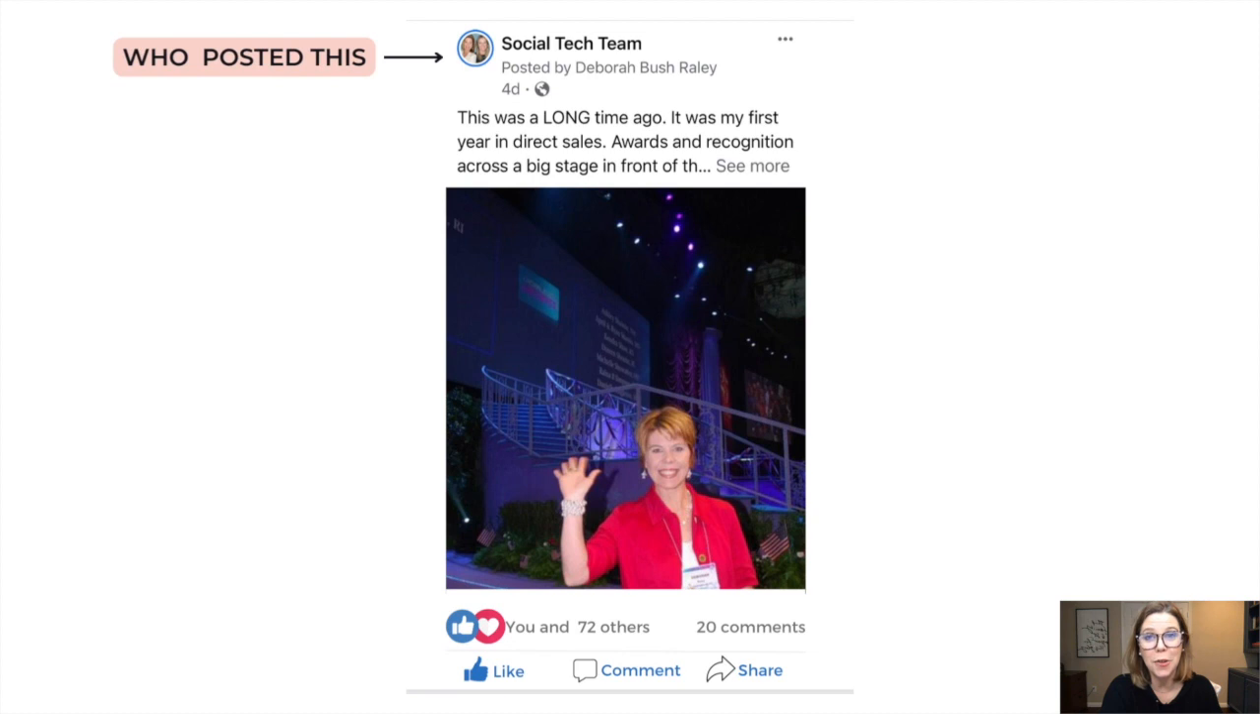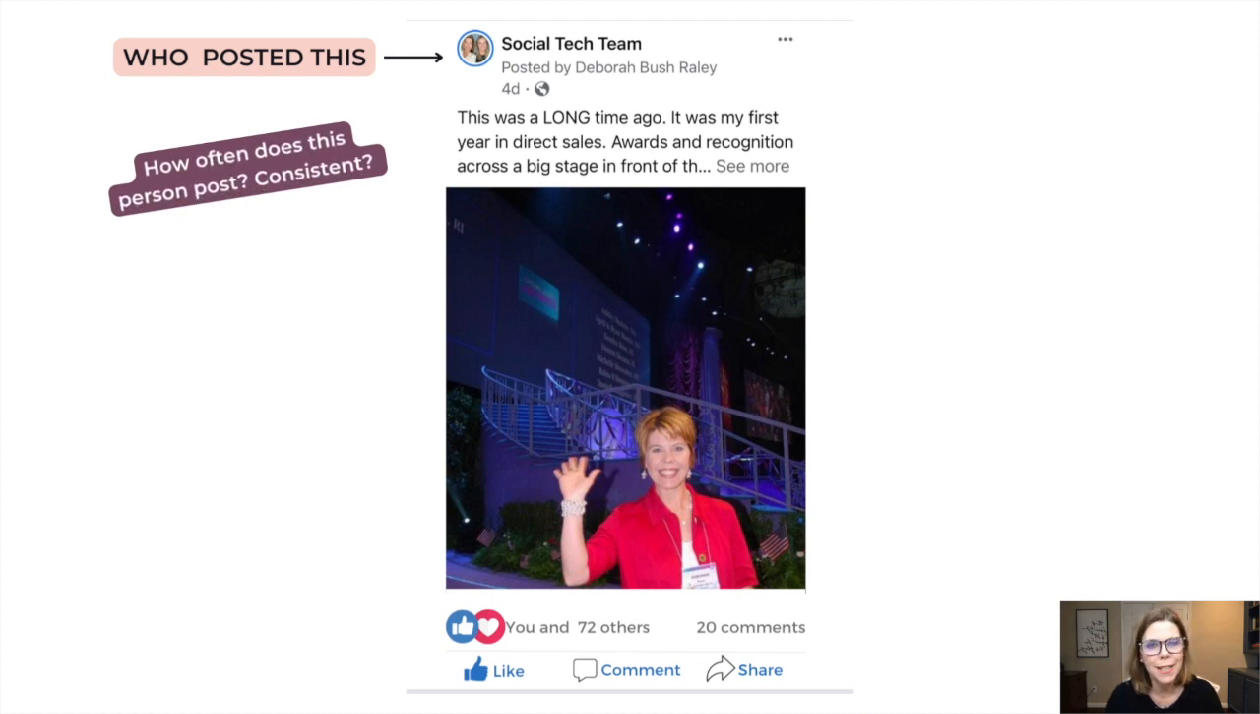The first thing that the algorithm is looking for is who is posting this content. It wants to be sure that whoever is posting is an actual authorized user of Facebook and certainly not a chatbot. Next, the algorithm is looking at how often this person is posting. How consistent are they in posting here on Facebook? The more consistent you are with your posting, the more favorable your organic reach will be.